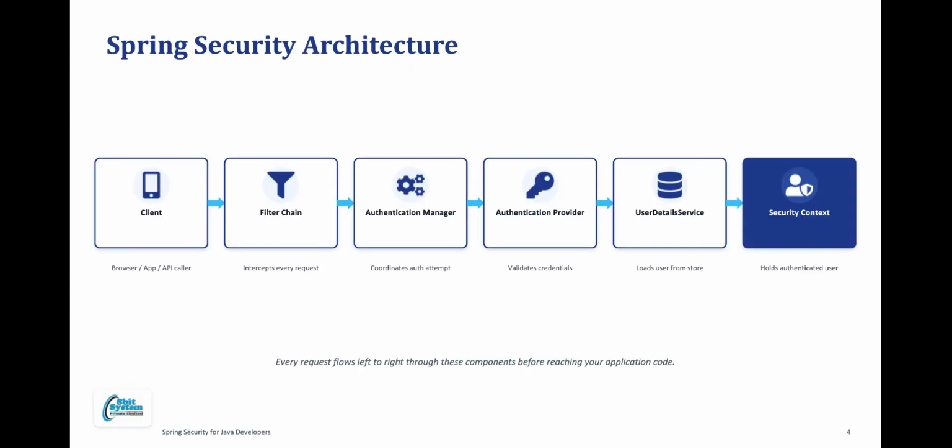Let's look at how a request flows through Spring Security. It starts at the client. It's the filter chain which intercepts every request. The authentication manager coordinates the attempt and hands off to an authentication provider which validates the credentials. The user details service loads the user's data and the result lands in the security context, holding the authenticated user for the rest of the request.